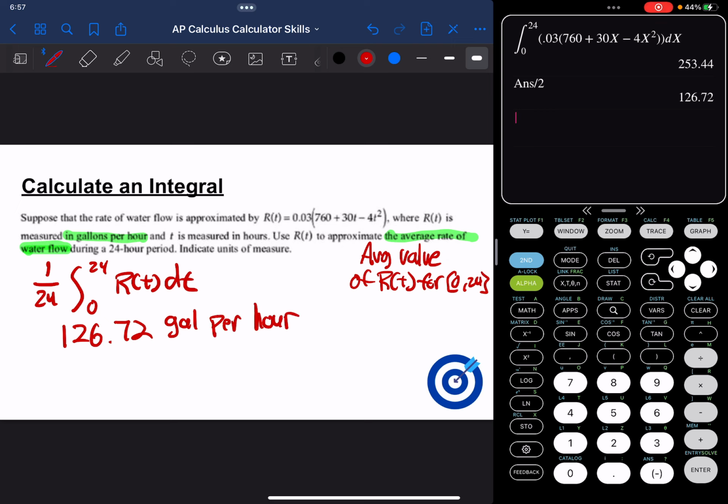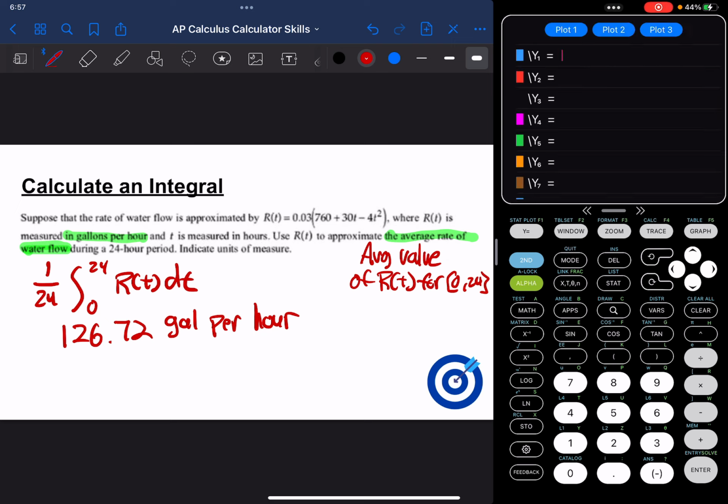Now let me show you a slightly different way. Now this is a way you're probably going to use for those free response type questions when you're going to use the same formula over and over and over again. So I'm going to go to y equals, and I'm going to type in this formula, 0.03 times 760 plus 30x minus 4x squared. All right, and then I quit out of that.